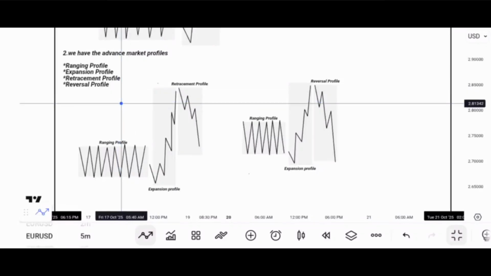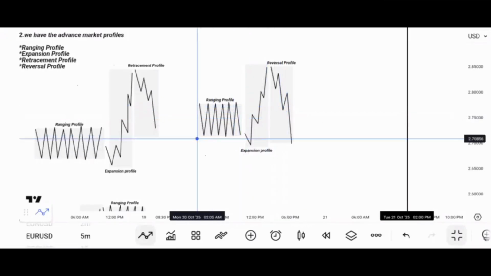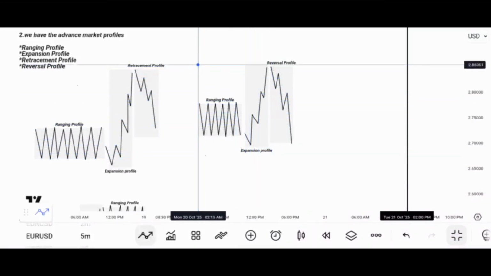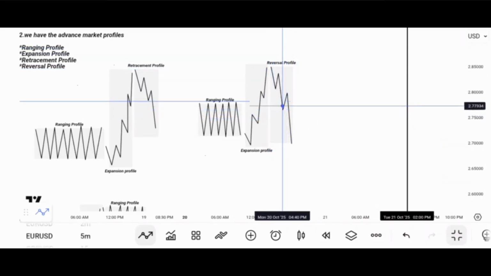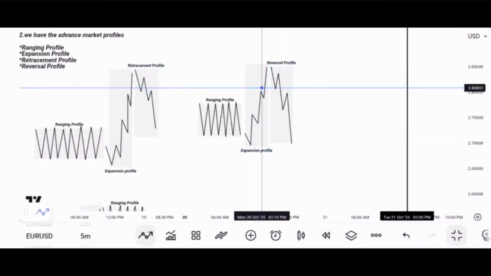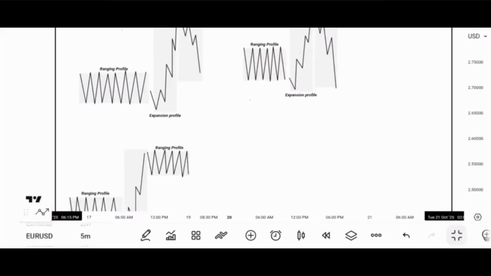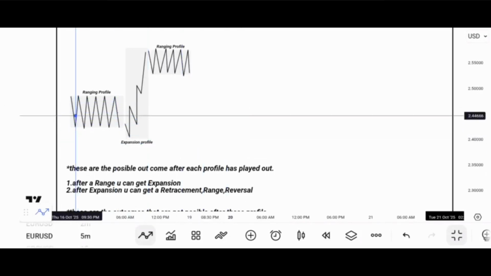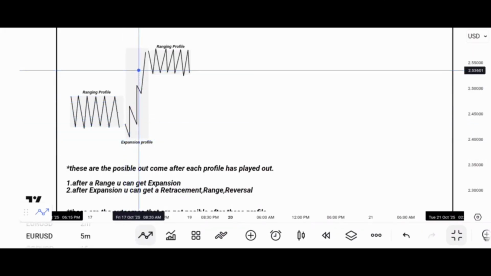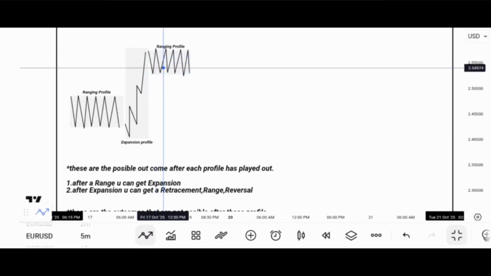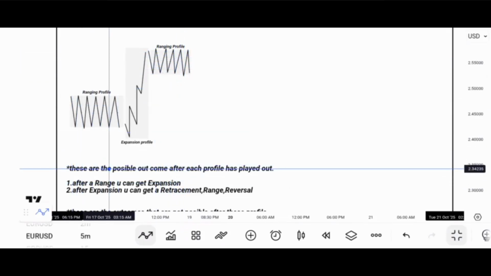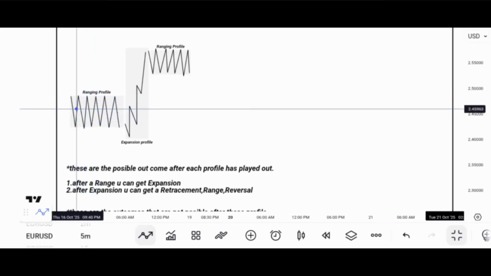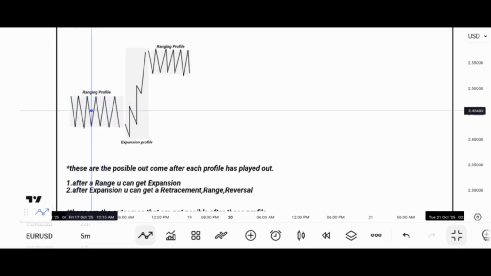So on the advanced profiles, example number 2, we have a ranging profile, we have expansion. After expansion, we can get a reversal profile, going to the opposite side of this expansion. Let's carry on and check another example. We have a ranging profile, we have expansion after the range, and then we go into another ranging profile. So we have possible outcomes that we can anticipate by only looking at the profile that the market is busy printing for us to deal with at that current price, right?